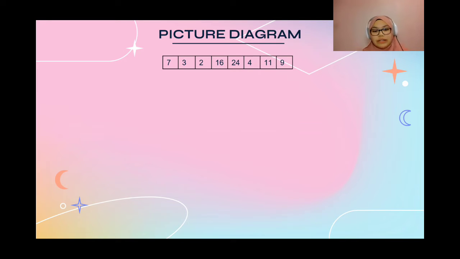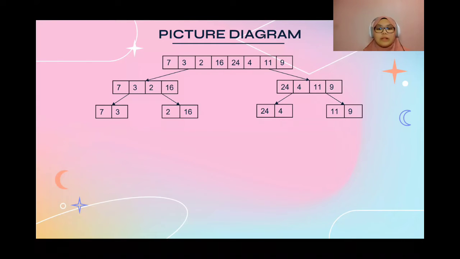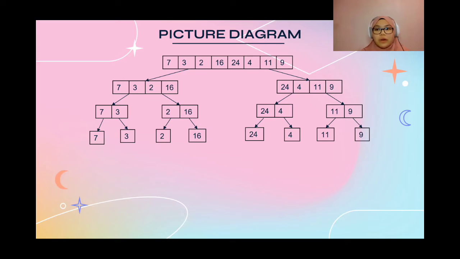This is the example of unsorted data that I will be using. In the first array, we have 7, 3, 2, 16, 24, 4, 11, and 9. We divide it into half, then we check the two-part array where the left index is smaller than the right index. If yes, we divide it again into half. Then repeat the step until we get the smallest unit, so very, very small, with only one element.